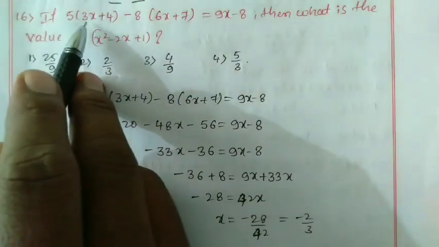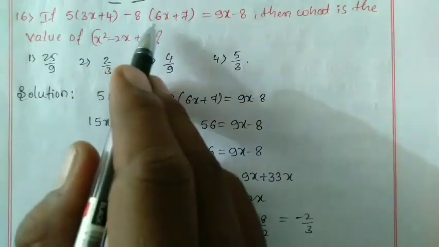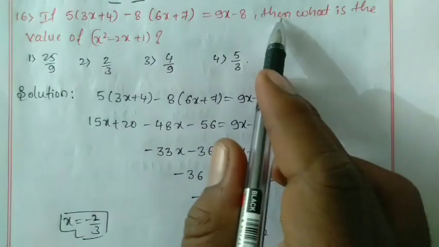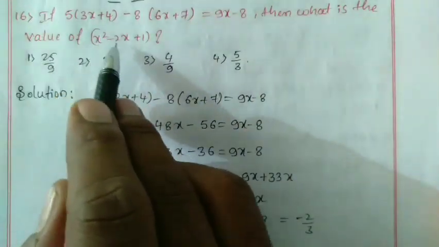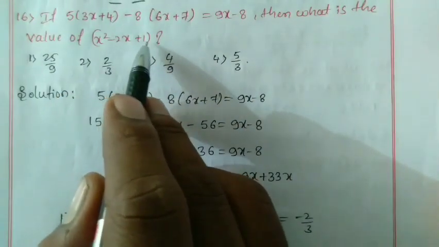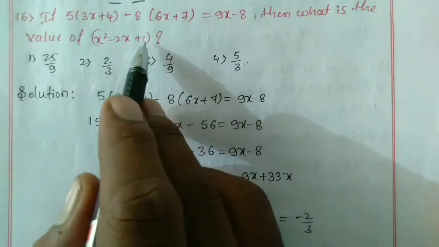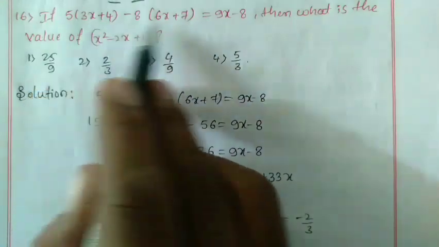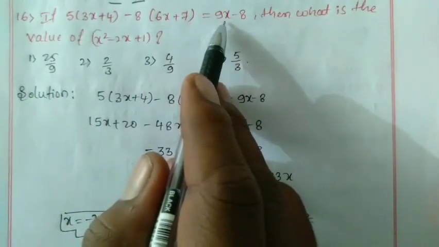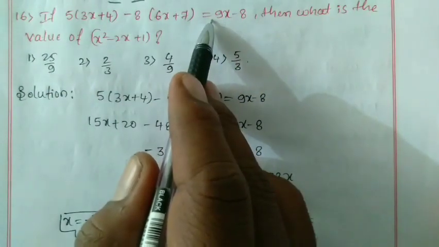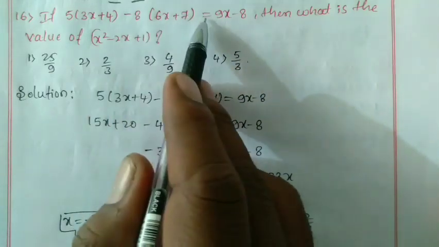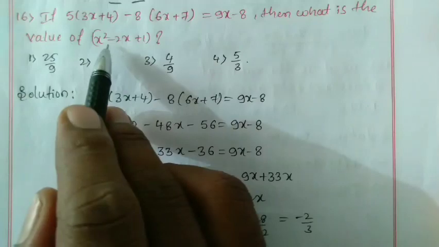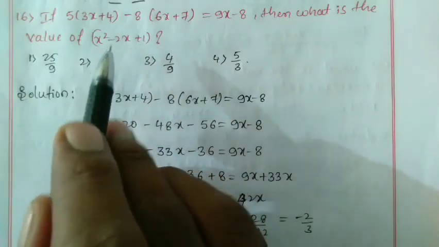And the question is, if 5 into 3x plus 4 minus 8 into 6x plus 7 is equal to 9x minus 8, then what is the value of x square minus 2x plus 1? This is the question. Here one linear equation is given, so you can find the value of x. After that, when you get the value of x, you can substitute it in this expression, and then you will get its value.